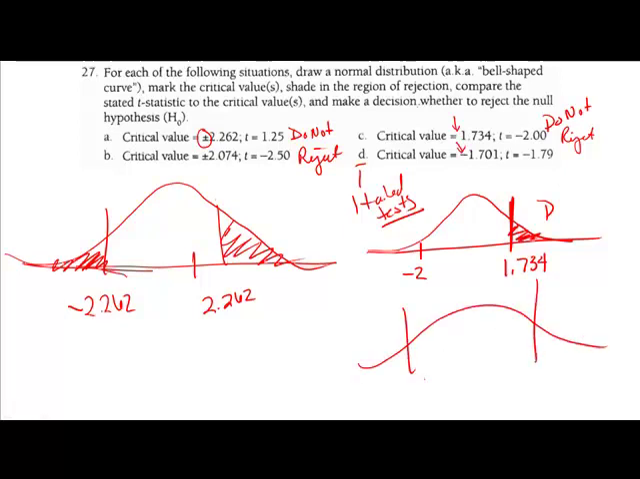Same thing with this one. My critical value is one-tailed and I end up with a t. Let's see, if this is 1.701 and I get a negative 1.79, I can actually reject that one. Okay, pay attention. That's it. We made it.